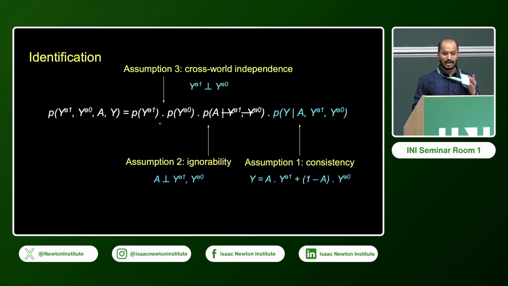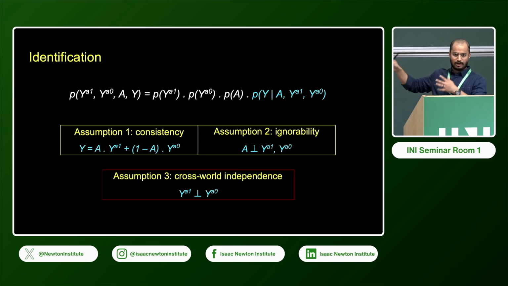And so if I now count the parameters, this is just a single marginal distribution over a binary random variable, so that's one parameter. This is one parameter. And this is also one parameter. So now I'm in business. I can start to get a bijection between my full data law and my observed data law, which also had just 3 parameters. So under these 3 assumptions, we can have hope of a bijection.